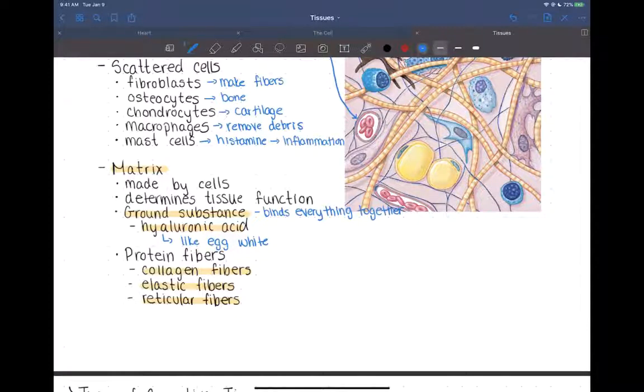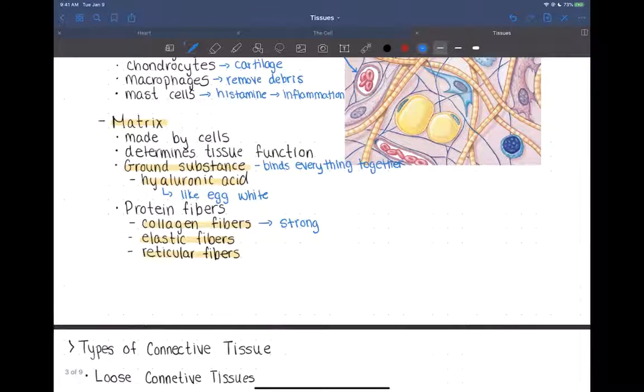And then you have fibers mixed in as well. On this picture, that would be all these. So you have these big, thick yellow fibers and these thinner blue fibers running around. Those are all protein fibers. A few different protein fibers we're going to see are collagen fibers. That's what those big yellow ones in the picture would be. These collagen fibers are going to be very strong. So if you have a tissue with a lot of collagen fibers, that's going to be a very tough, strong connective tissue.